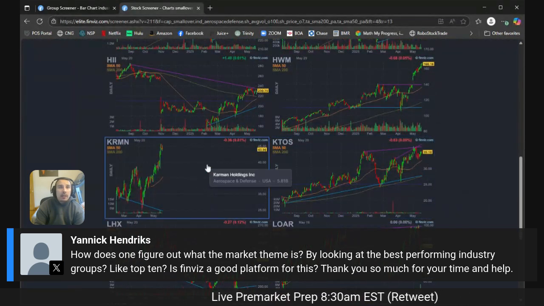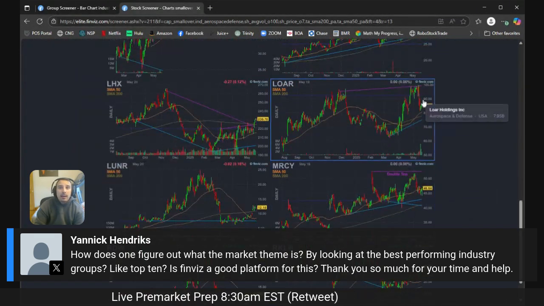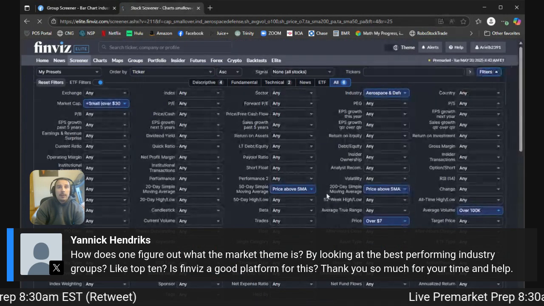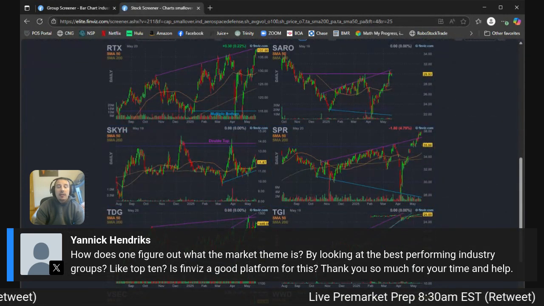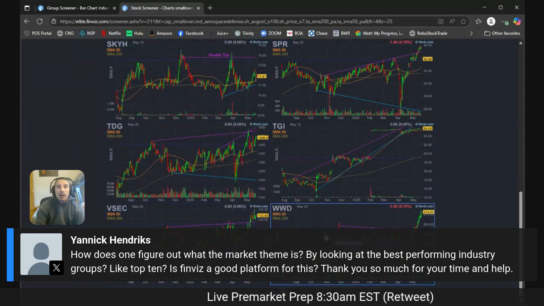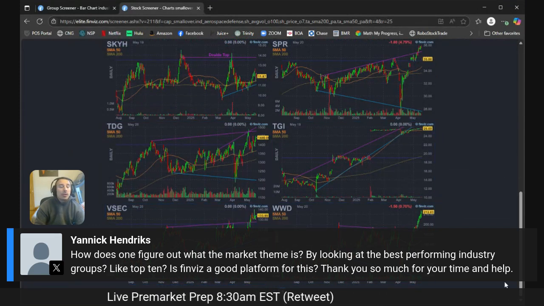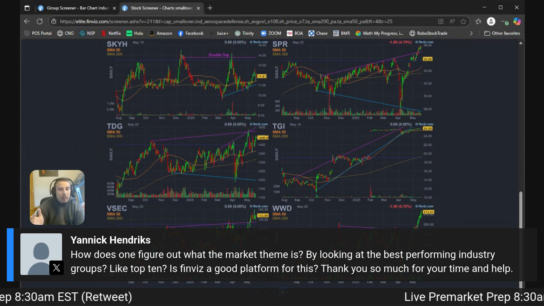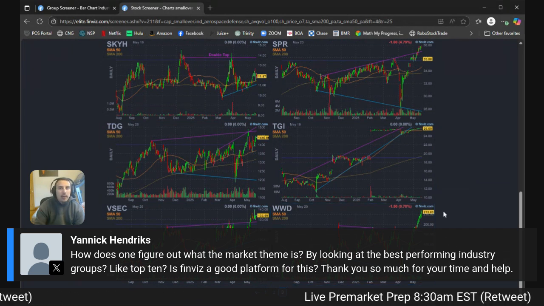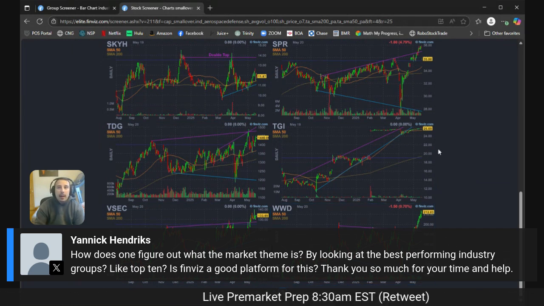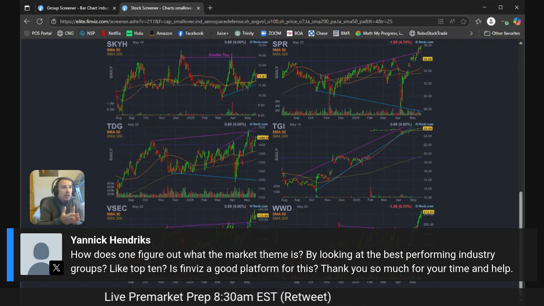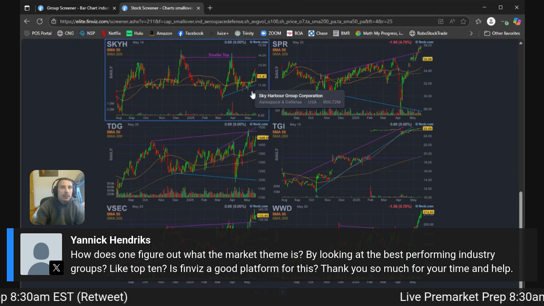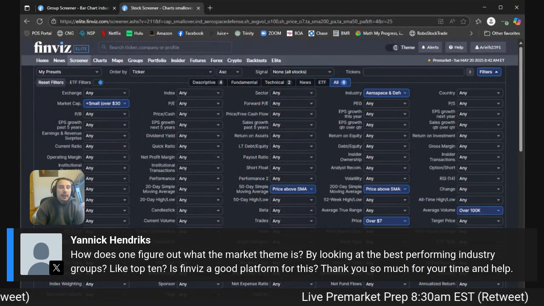HWM, KTOS, KRMN, LOAR. I mean, guys, a bunch of great Rocket Labs on here, right? A bunch of these great tradable stocks that have just been trending higher lately are on here. WWD. And so then you just look at the daily dollar volume. You just look at price action, make sure that it looks healthy. And then that's really it, guys. Wait for them to tighten up. The moving averages are all ascending. They're one of the very best groups in the market. And that's it. Literally, that's it.